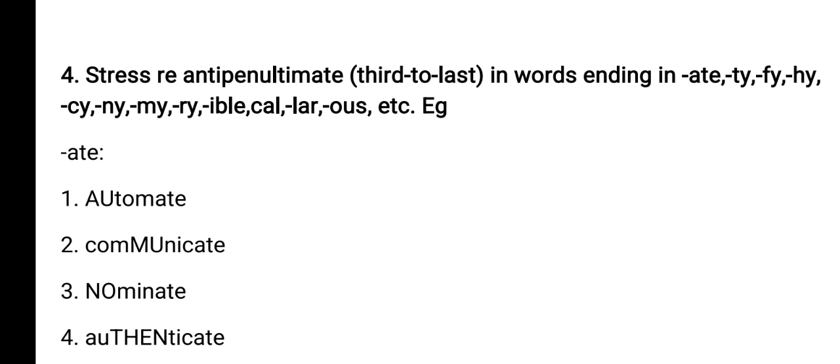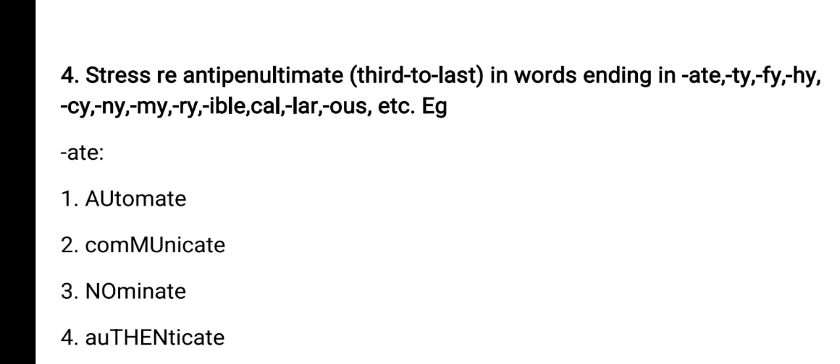It's better you remember it is TY, FY, HY, CY, NY, MY, RY. Though there are a lot of exceptions, to make it simple for you, anyone that ends in Y majorly has a stress on the third to last, which you can call the antepenultimate syllable. IBLE, CAL, LAROUS. Just like that.